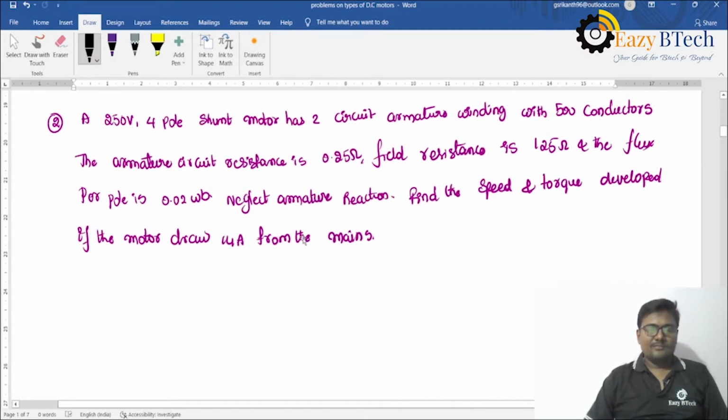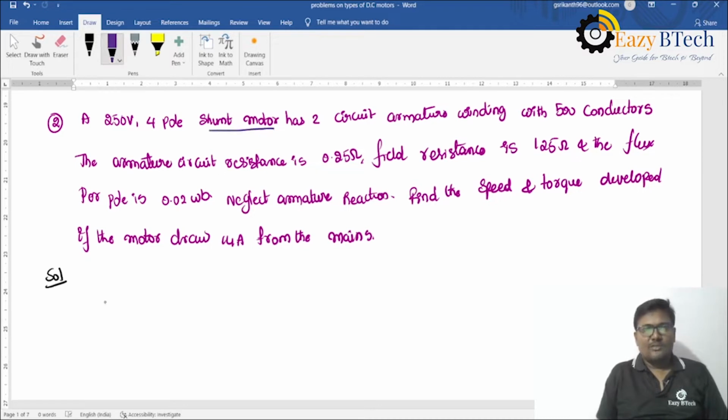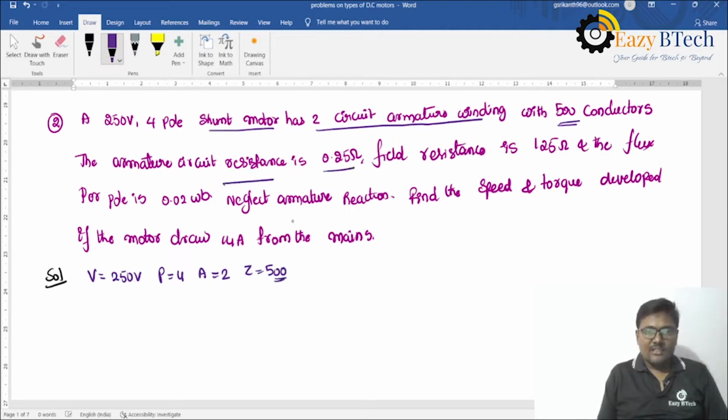The next problem: a 250 volts, 4-pole DC shunt motor, means V supply voltage is 250 volts, number of poles is 4, has 2 circuit armature winding, means number of parallel paths is 2, with 500 conductors. Z is equal to 500. The armature circuit resistance RA is equal to 0.25 ohms, the field resistance RSH is equal to 125 ohms, and the flux per pole is 0.02 Weber. Neglect the armature reaction.